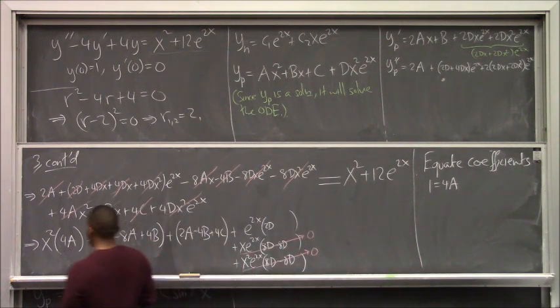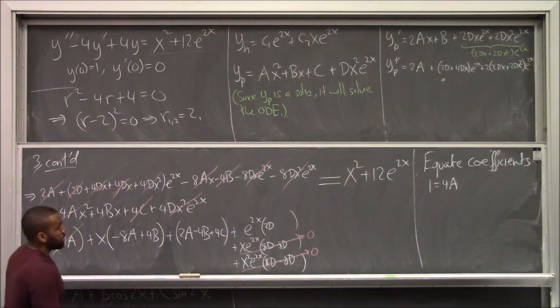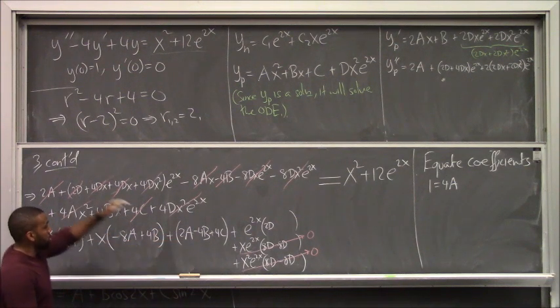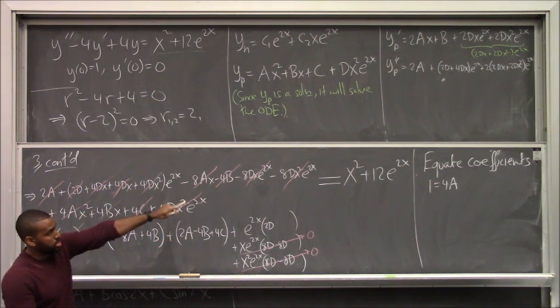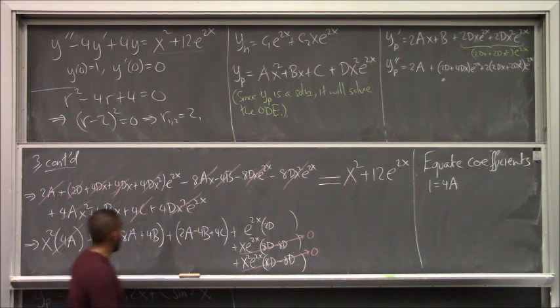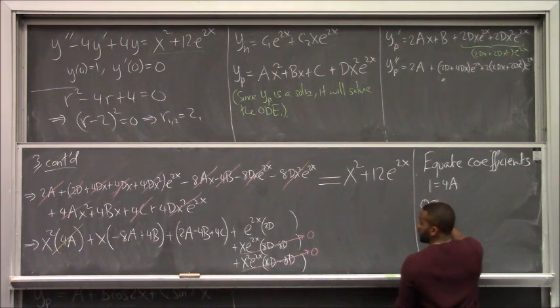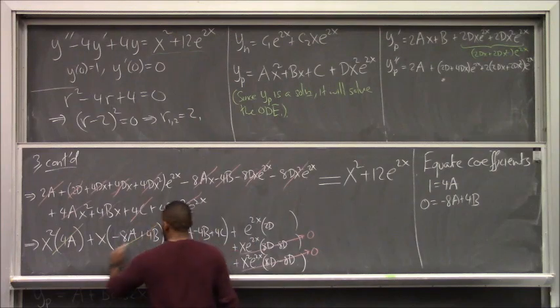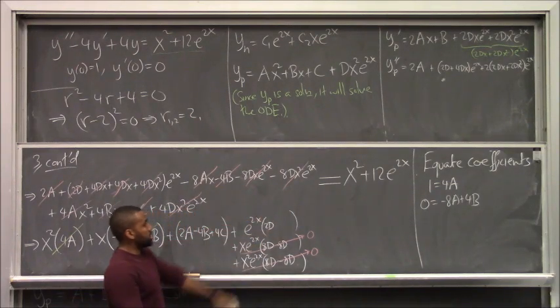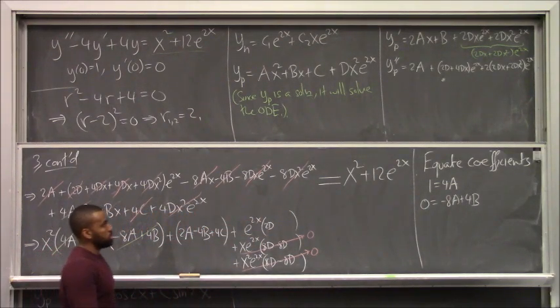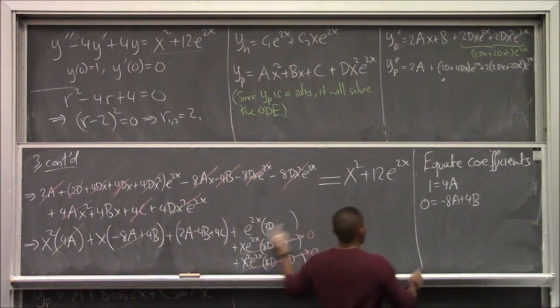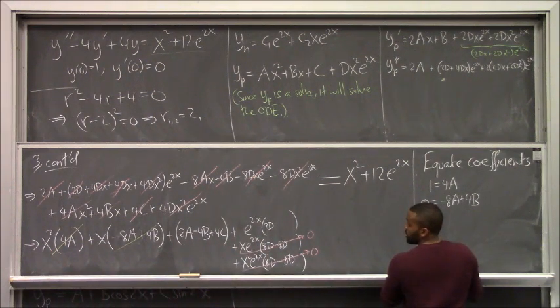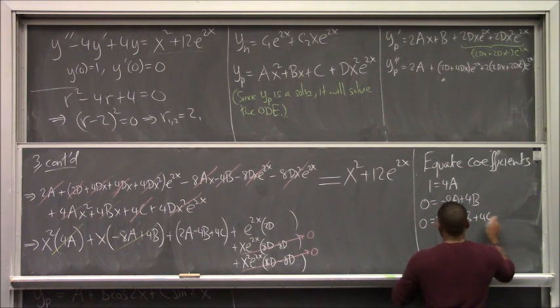So now I've accounted for that coefficient. Now the number of x's on that side must be the number of x's on this side. How many x's do I have on that side? I have 0 x's, which means 0 should be equal to minus 8a plus 4b. That accounts for this. Now the constant term on that side must be the constant term on this side, which means 0, because there's 0 constant term here, must be equal to 2a minus 4b plus 4c.